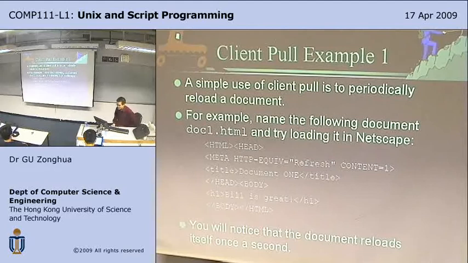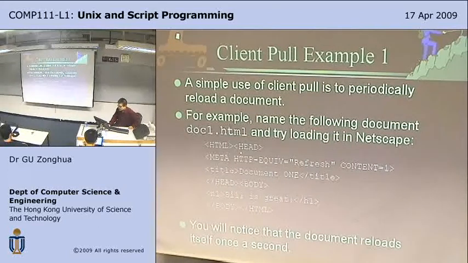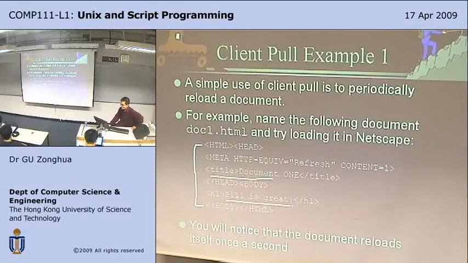So, a client pull example. Here's the HTML document. Now we are working in HTML, not CGI anymore. Everything looks pretty regular. You have a title, you have a head, and a body. The body simply has one line: Bill is great. So this is a Bill Gates fan.